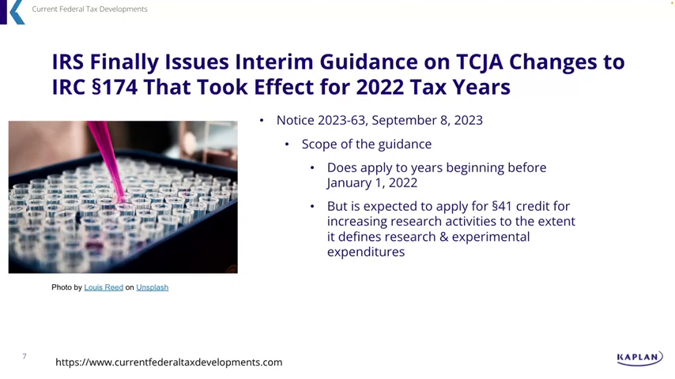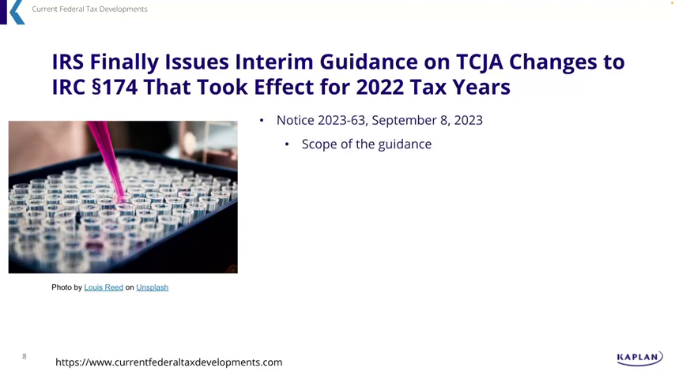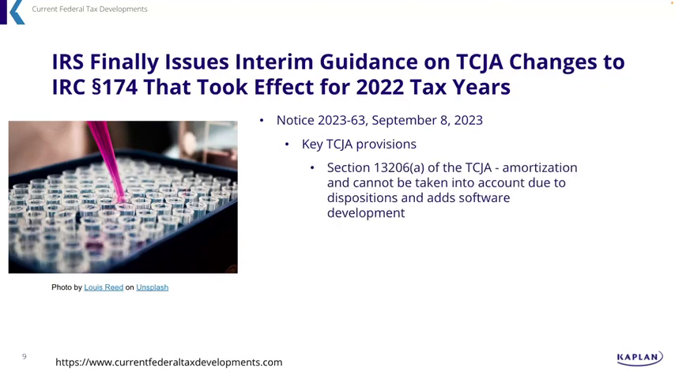So it's not that every 174 expense is going to qualify as a 41 expense, but everything that qualified for 41 is going to be in this capitalization category. I'm going to make that clear, right? So let's talk about some of the key provisions that were in the Tax Cuts and Jobs Act itself that are discussed here in the scope section.